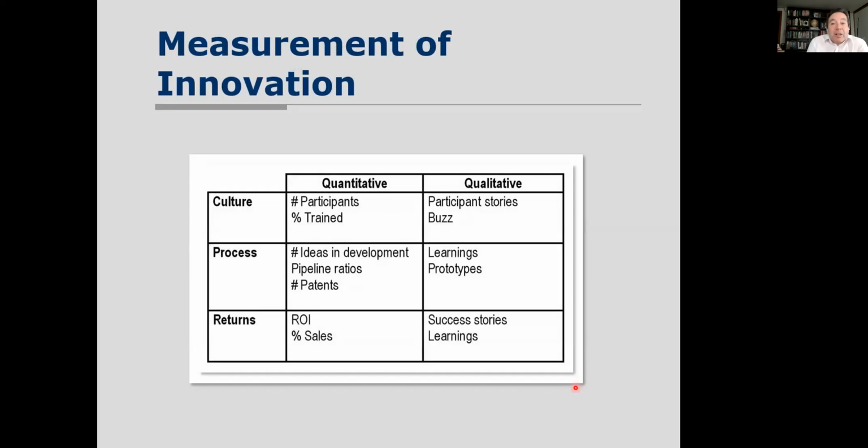So we can measure innovation either quantitatively in terms of numbers. So for example, a number of patents that Tayal mentioned. Clarissa mentioned the process. Sergey mentioned the ROI. So those would be quantitative measures of innovation.